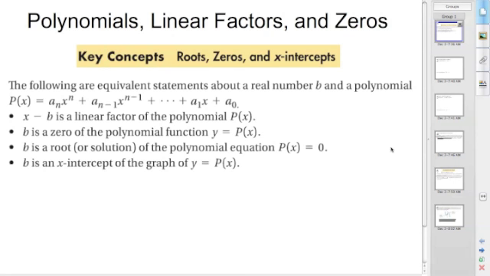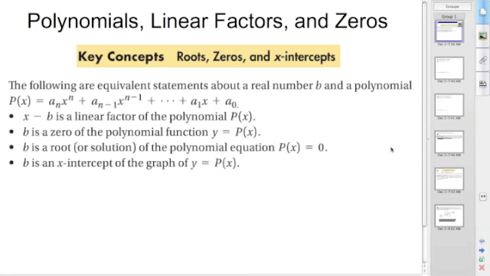So if you have a polynomial, x minus b is going to be a linear factor of p of x. b is going to be a zero of the polynomial. b is also going to be a root or a solution to the polynomial equation, and b is also going to be an x-intercept of the graph.